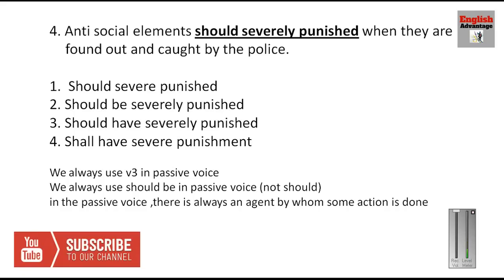So this is the passive voice, and in the passive voice we have to use should be. We always say should be here. So it should not be should, but should be severely punished. Antisocial element should be severely punished by whom? By the agent. Now who is the agent here? The judicial body or the government. So that is why in passive voice there is always an agent by which some action is done on the subject.